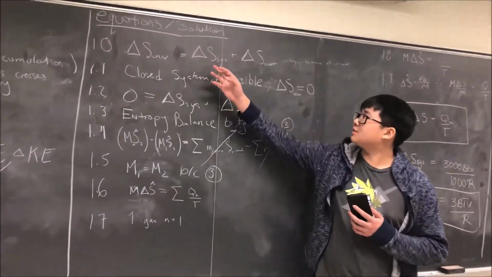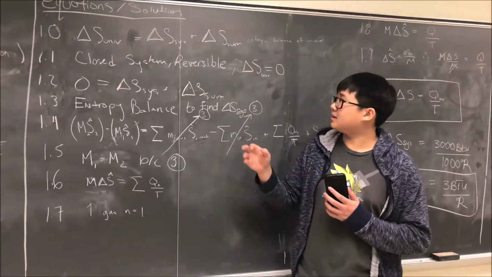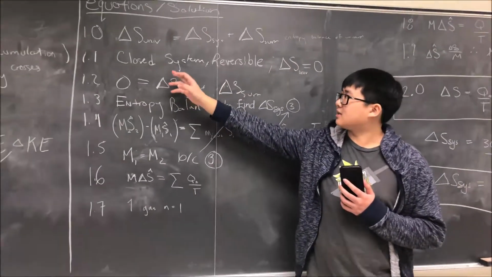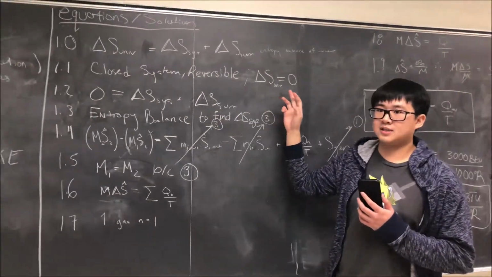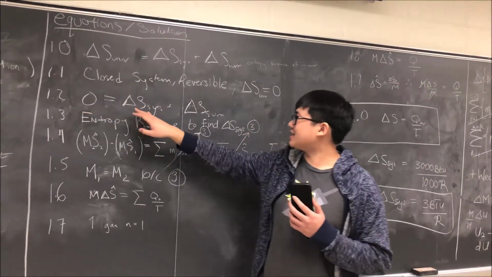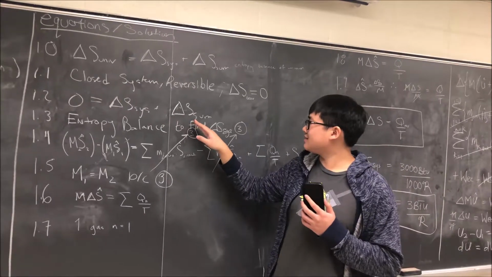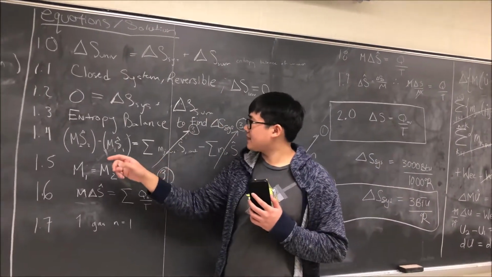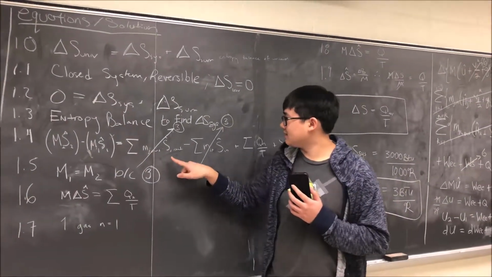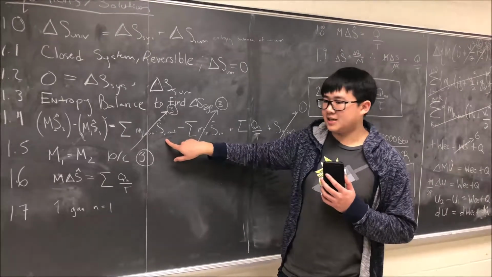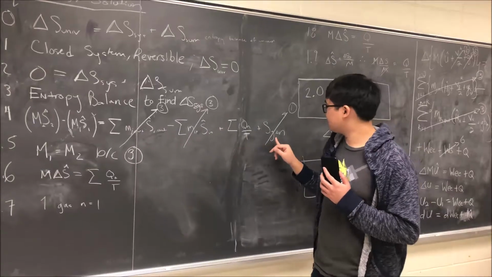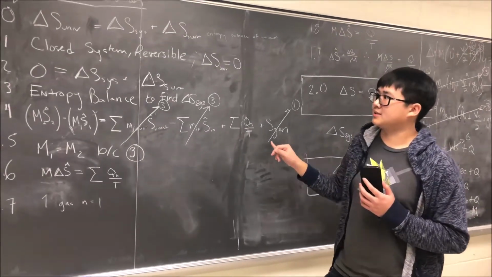So first we started with the entropy balance of the universe, and we know that this is a closed system and it's reversible, so delta S equals 0. We rewrote the equation so then it's 0 equals delta S of the system plus delta S of the surroundings. Then we did an entropy balance where we canceled out the entropy in and out because there's no flow through the system because it's closed, and there is no entropy generated because it's reversible.